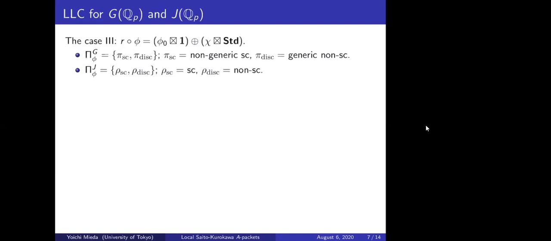On the other hand, Π_φ^J also contains a supercuspidal representation, which is denoted by ρ_SC. This is a supercuspidal representation. And there is another representation, which is a non-supercuspidal discrete series. J is not quasi-split, so we cannot say whether these are generic or non-generic.